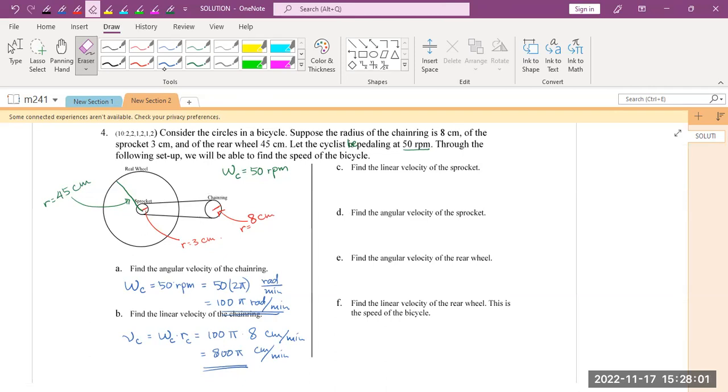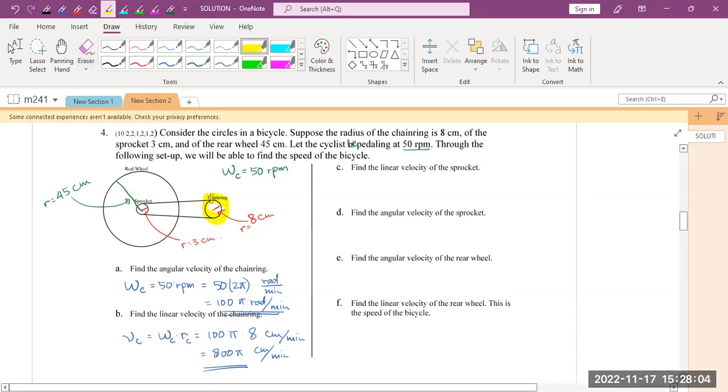Now you see that the chain ring here has the same linear velocity as the sprocket. Why? Because it is connected by the chain. So if this chain ring travels 800 pi centimeters per minute, that should be the speed of the sprocket too. So part C, find the linear velocity of the sprocket. It is the same as the linear velocity of the chain ring, which is 800 pi centimeters per minute.